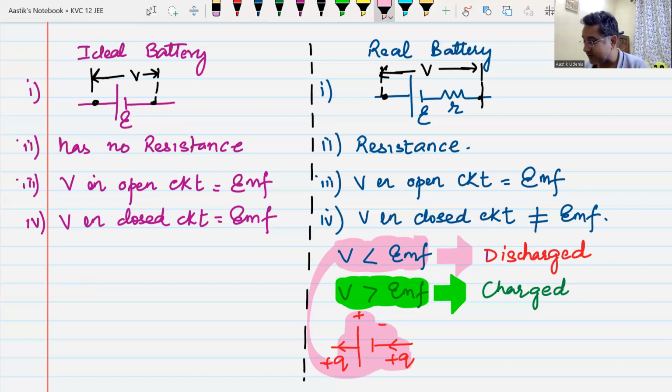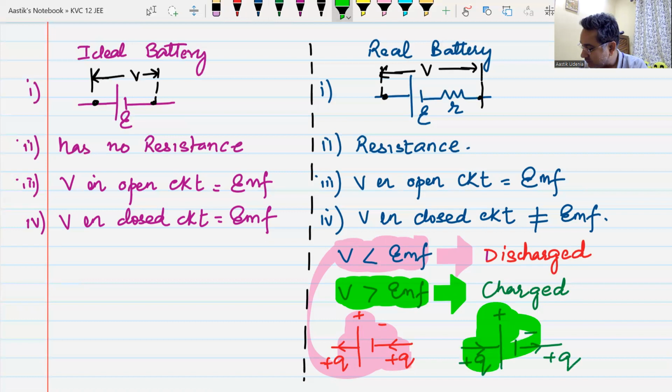Then what is charging of the battery? In charging of the battery, the reverse process happens. This is the positive terminal and this is the negative terminal. Normally, positive charge should go from the positive to the negative outside. But here, positive charges flow like this, in the opposite direction, and that is how the battery gets charged. This is what we call charging of the battery.